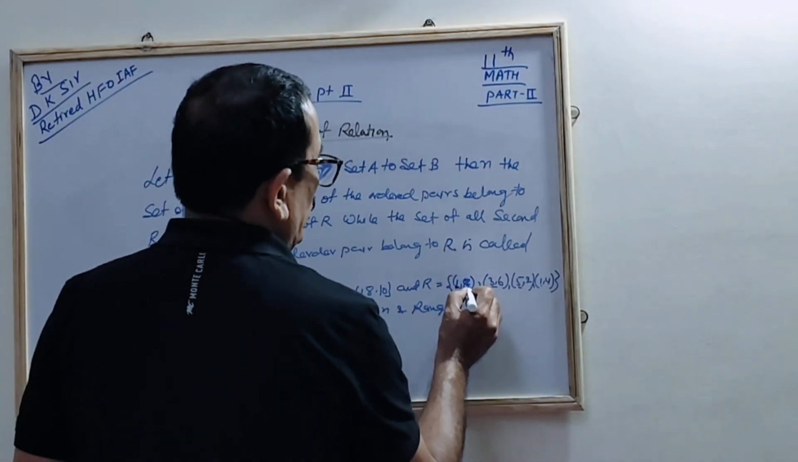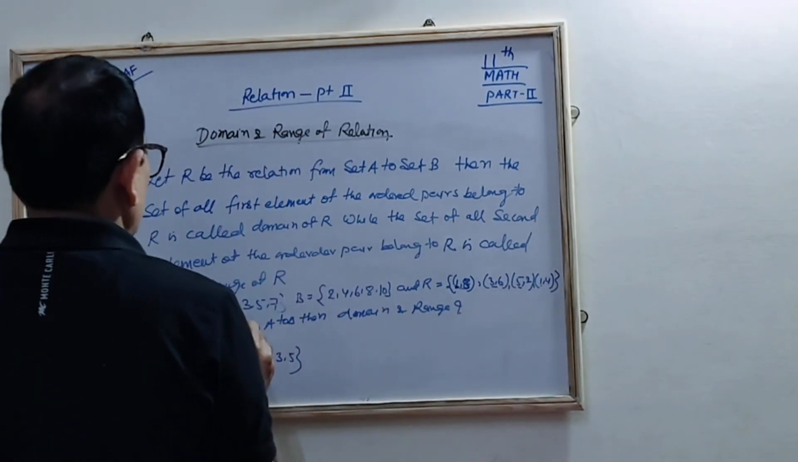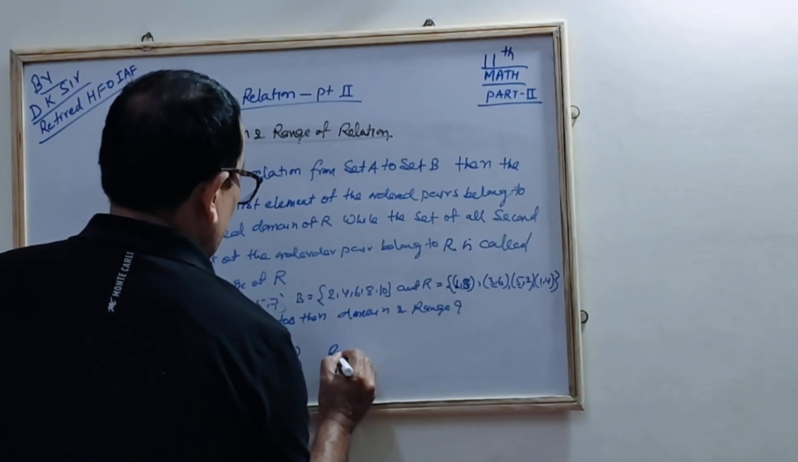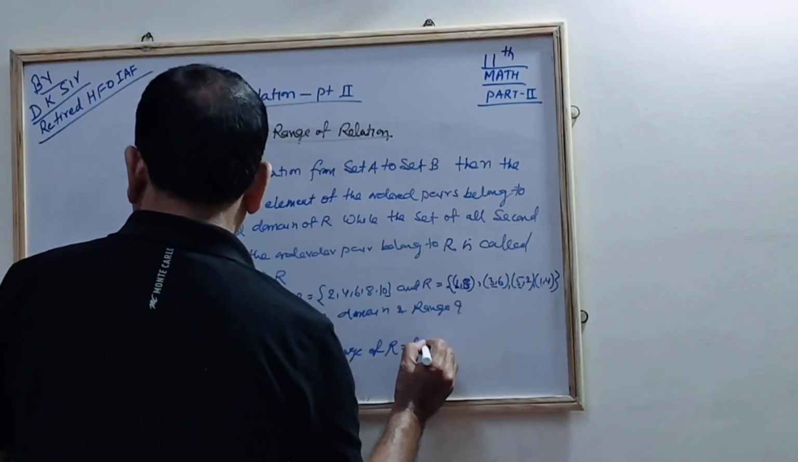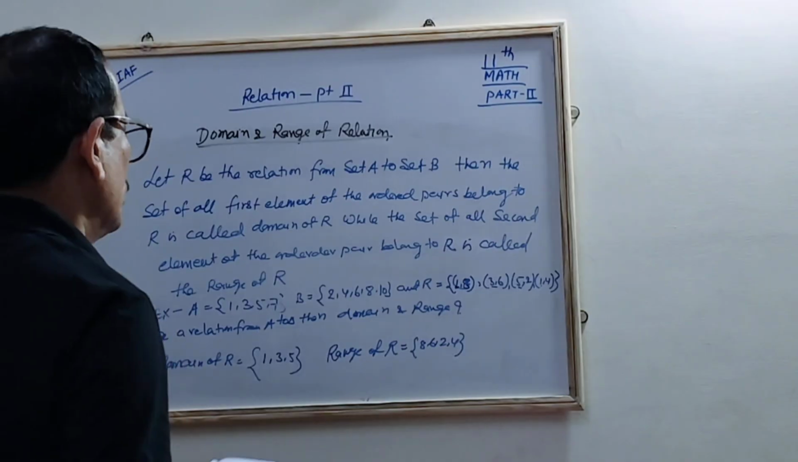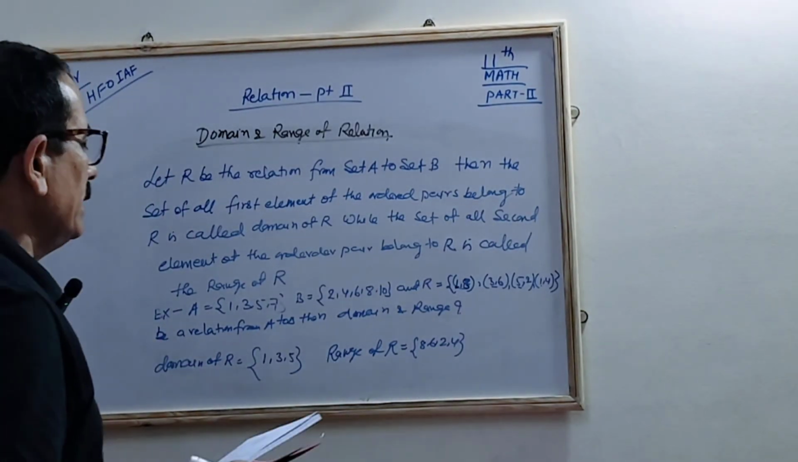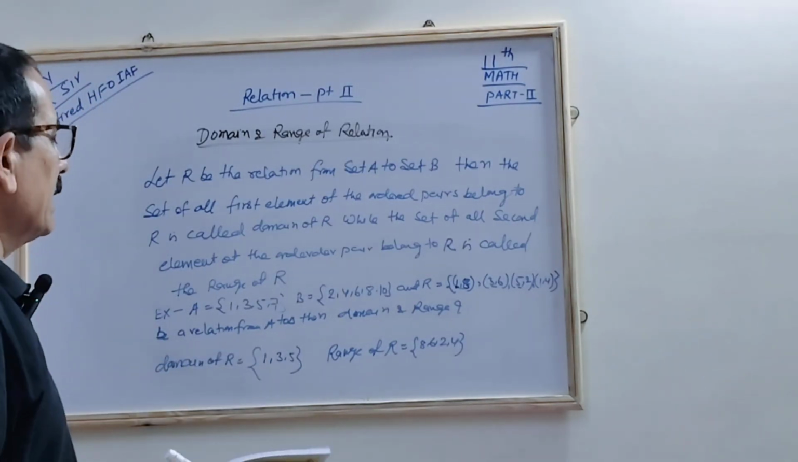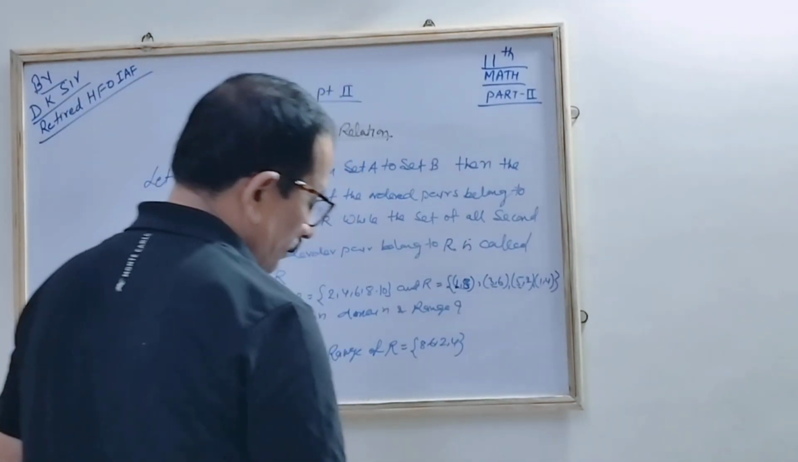And the second part of the ordered pairs is 8, 6, 2 and 4. Can you see the 2, 4, 6, 8? So the range will be the range of R. The range of R will be 8, 6, 2 and 4. I think you understood, correct? So whatever elements are there in set A are said to be the domain of the relation, and the elements of B will be said to be the range of the relation, correct?